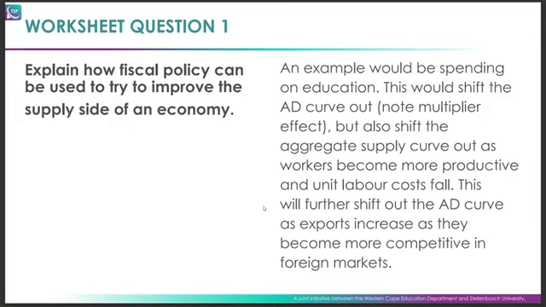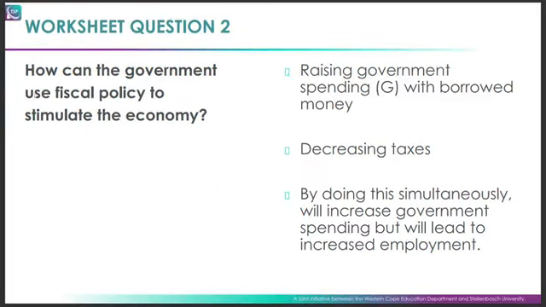If we look at the second one, how can government use fiscal policy to stimulate the economy? Now, here we're looking at the two different tools. We're looking at what happens if they raise government spending and what happens with the decreasing in taxes, right? So let's say they raise government spending. Now remember, government earns their money from the taxes that they get.